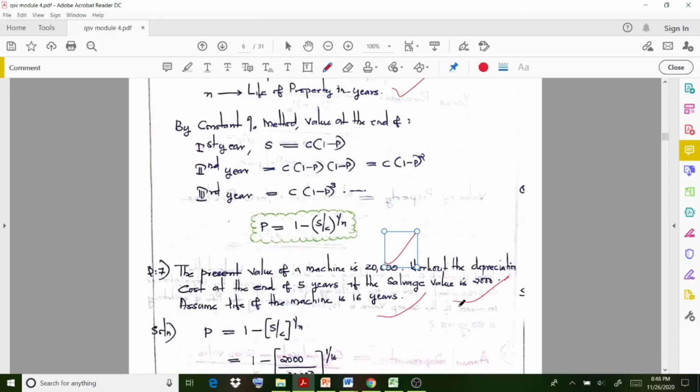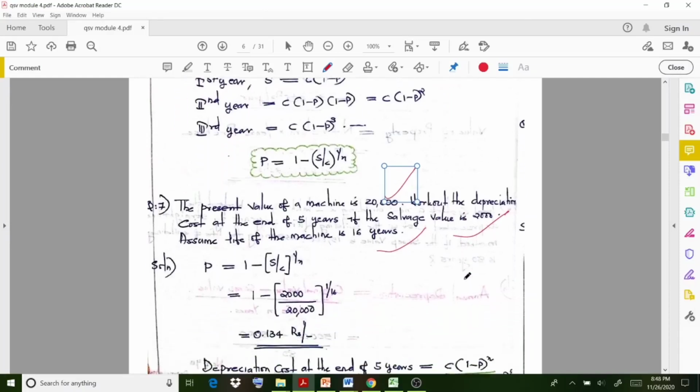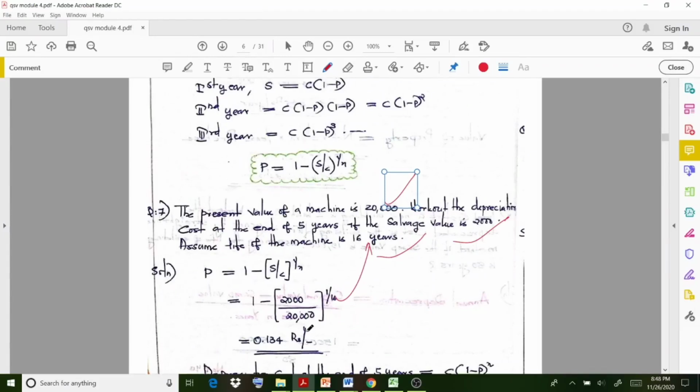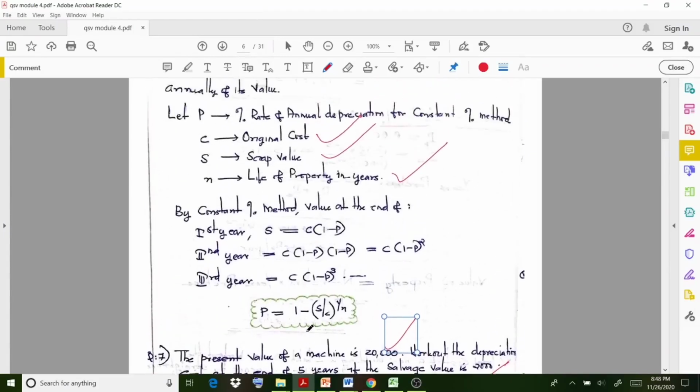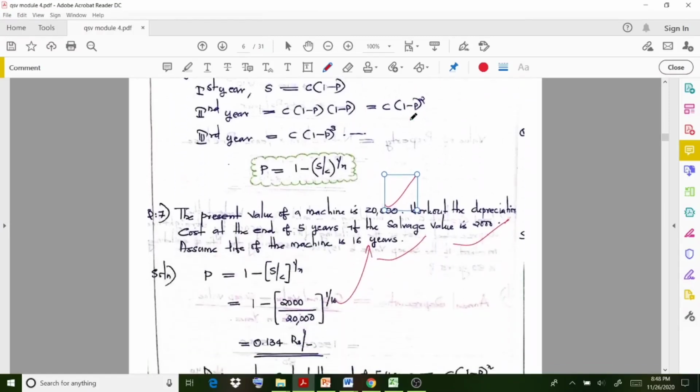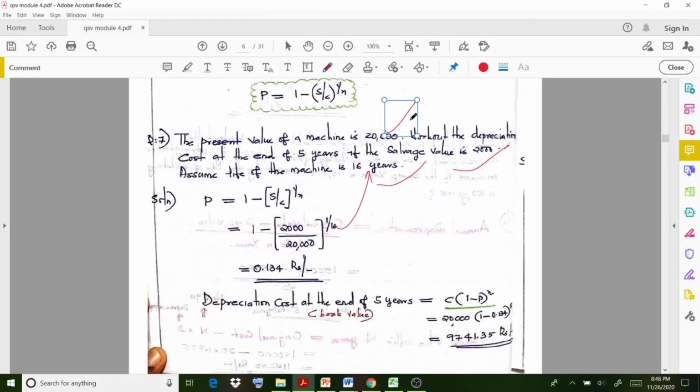Okay, so you can write down this value as this P value. It is going to be 1 minus S by C whole raised to 1 by N. This N represents this 16 years, and you will get this some 0.134 value. That is regarding this P value. Actually, what does this P represent? The rate of annual depreciation for constant percentage method. Okay, how much rate it is going to be? That is this P value. എത്ര റേറ്റ് ആണെന്നുള്ളതാണ് P represent ചെയ്യുന്നത്.